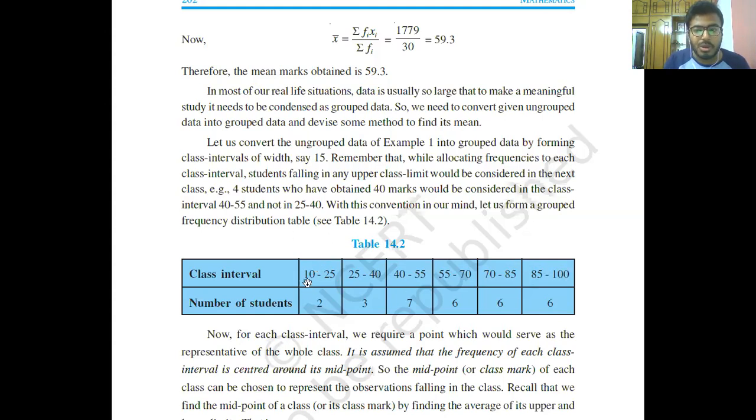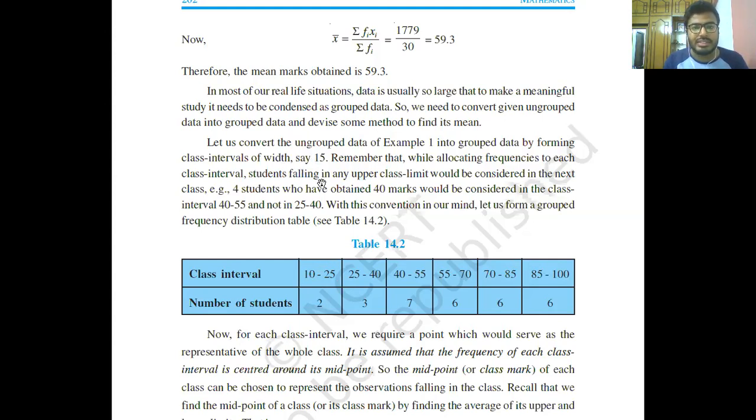Okay, now remember two things: in 10 to 25, 10 is the lower limit and 25 is the upper limit, and class length or class width is upper limit minus lower limit. All these things you have learned last year, that is 25 minus 10 equal to how much, 15. That is the class width.